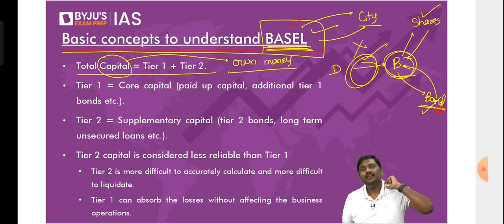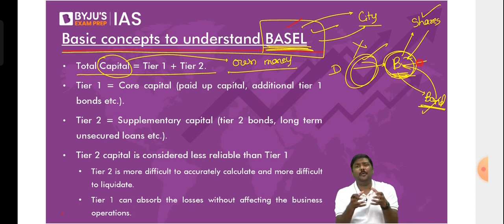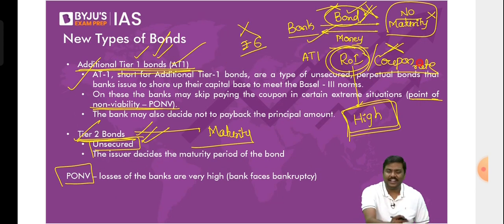Bond means you have to repay the money. Why are you calling the bond money a bank's own money? I will point my fingers to the feature of additional tier 1 and tier 2 bonds.